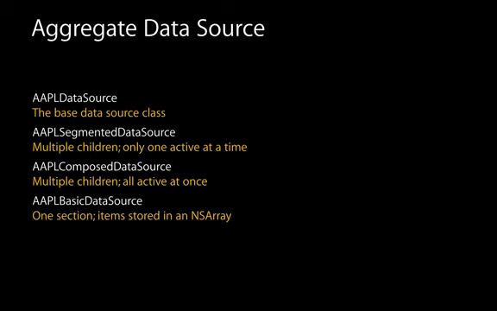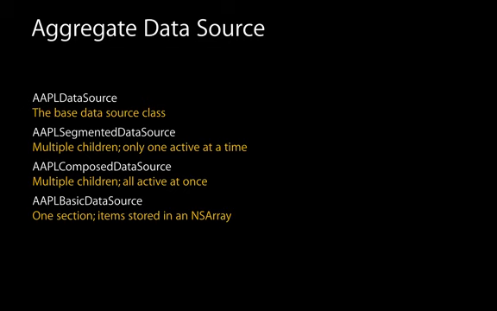Then there's the AAPLComposedDataSource. And that will take a number of children. They're all active at once. And it manages the mapping between the external index paths and the internal child index paths. And then there's this AAPLBasicDataSource. How many times have you had just a list of things and you just want to show them? Well, that's what the basic data source is for. It takes an array of items. It manages insertions, deletions, reorderings, all that nasty stuff. It sends out the right notifications. It only allows you to have one section because there's countless times where that's all you need. And we wind up using it all over the place.